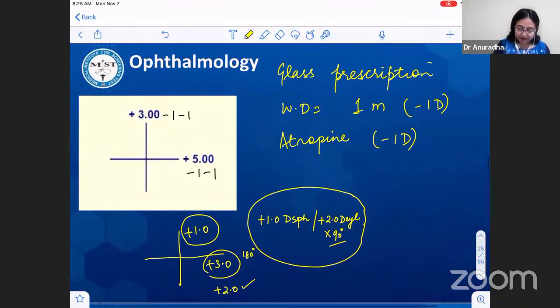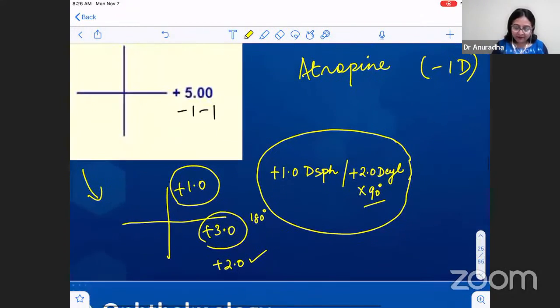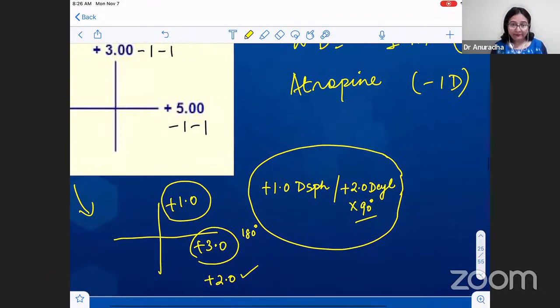See, this was your retinoscopy finding. First of all, you have to convert it into the corrected cross. You have to subtract the working distance, the reciprocal of the working distance. So for 1 meter, it becomes -1 diopter. You have to subtract the cycloplegic correction. For atropine, we take it as -1 diopter. Usually these are the conditions which they give you. So +3 and +5 now will become +1 and +3.